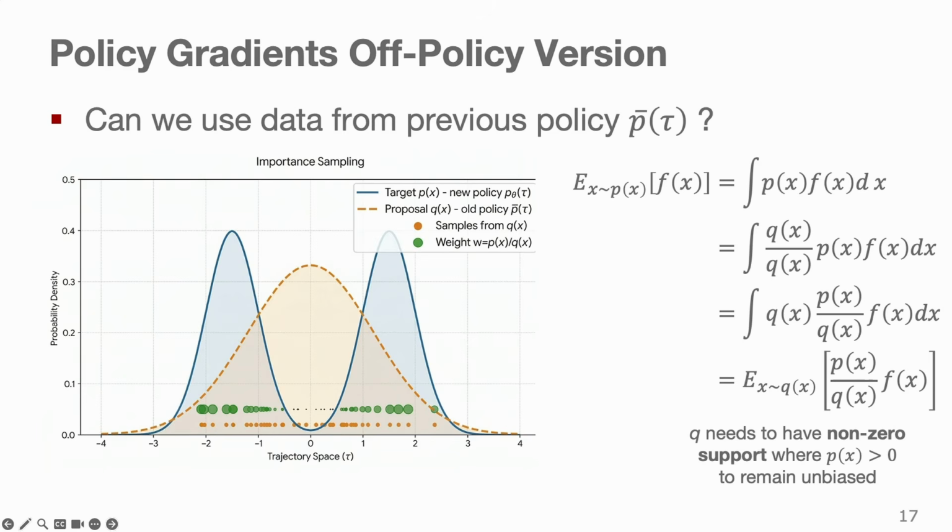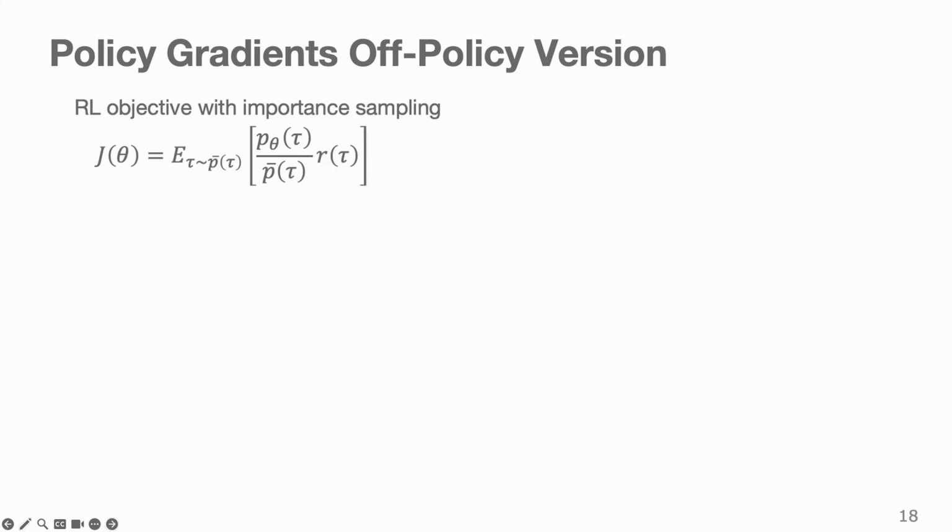One thing to note here is that this only works if q has non-zero support to remain unbiased. Because as you can see, if q of x is 0, then this division will not be defined. Also intuitively, importance sampling will work best if both distributions are not too far away, not like the case I plotted here, where they're very, very different.